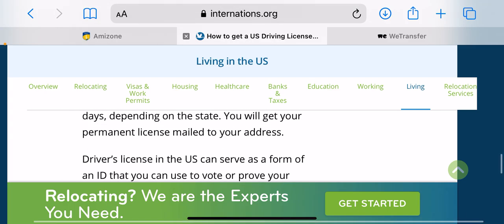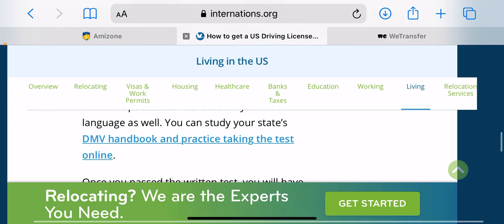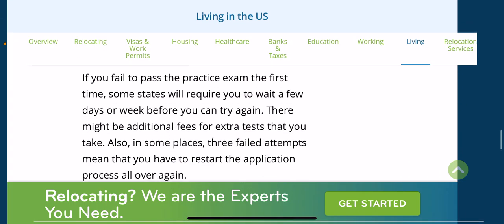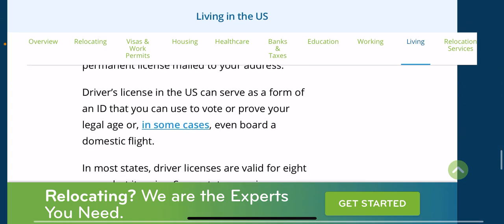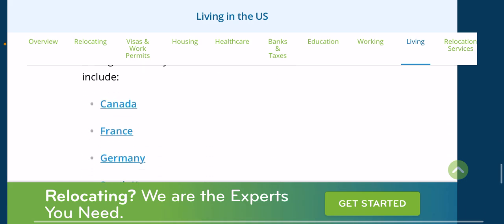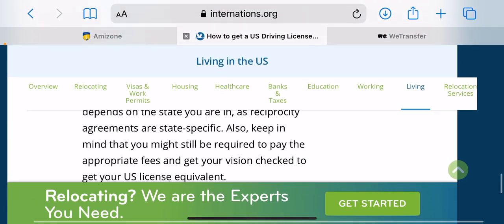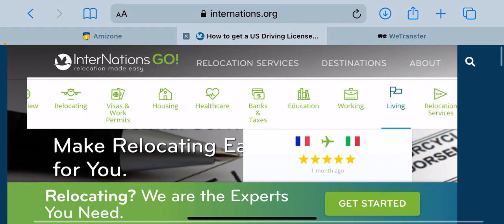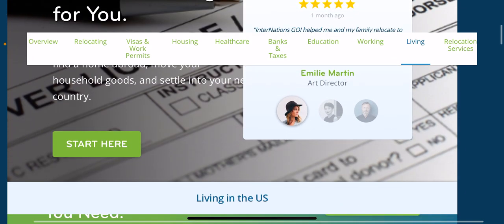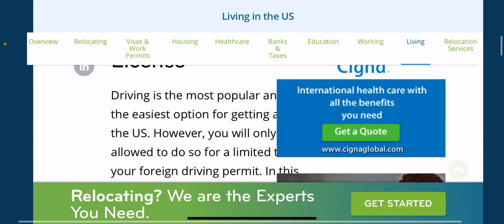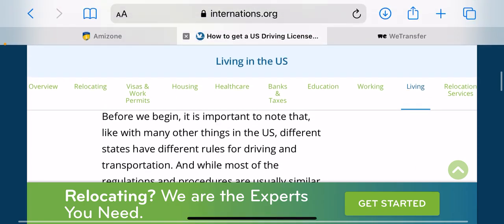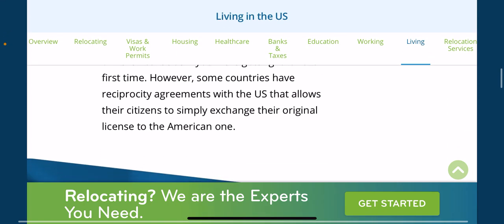Before we begin, it's important to note that, like with many other things in the US, different states have different rules for driving and transportation. And while most of the regulations and procedures are usually similar, they are not universal. Therefore, for state specific information, you will need to visit the website or get in touch with the relevant state agency responsible for transportation.